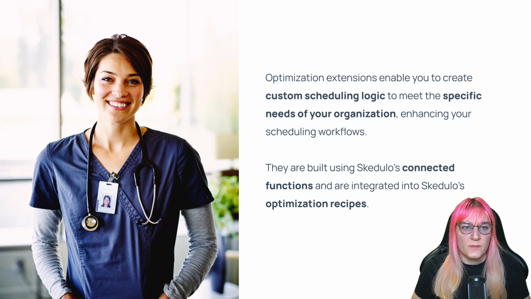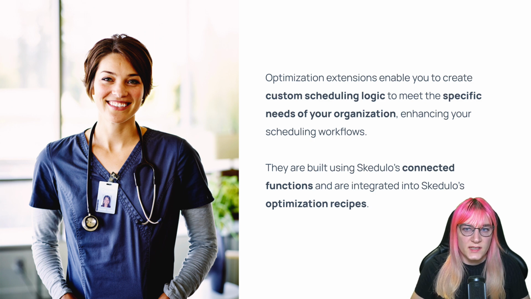So what does this mean in practice? Let's think about the following scenario. You're a healthcare provider and you always want to try and allocate the same resources to the same account to help improve continuity of care for your clients. You could use an optimization extension to achieve this, and that's the example we're going to build in this video.